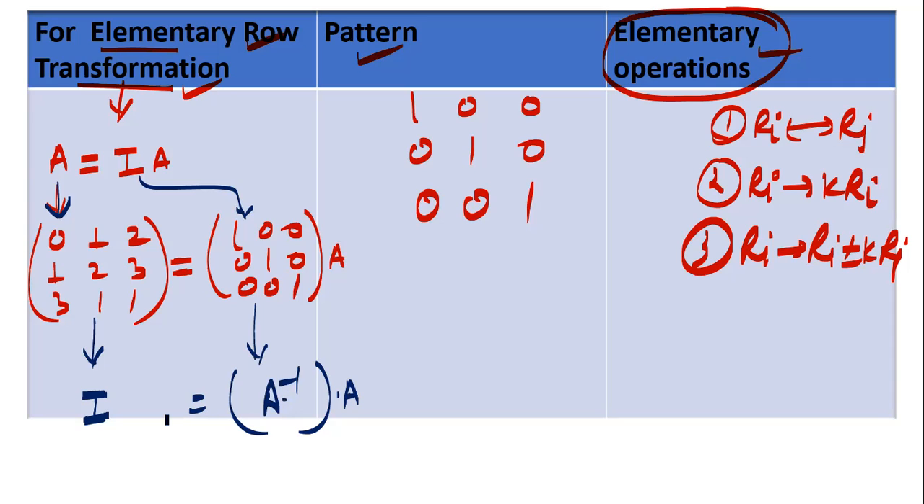For that, these are the operations. We can interchange any two rows. We can multiply or divide any row by a non-zero constant, and we can add or subtract the multiple of any other row to a particular row.